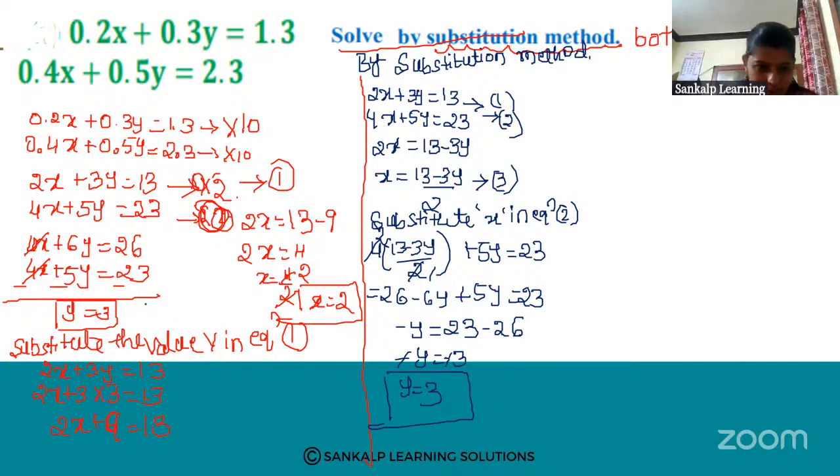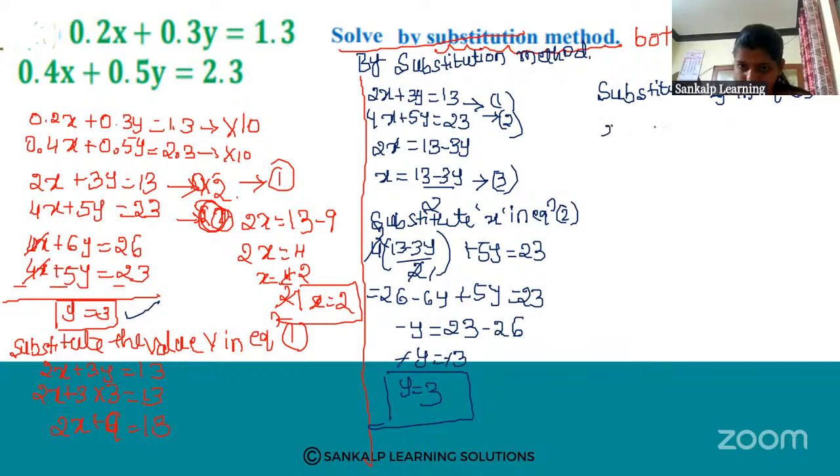Observe carefully. In the elimination method also we got the value of y is 3. In the substitution method also we got the value of y is 3. Now substitute the value of y in equation number 3. If you substitute the value of y in equation 3, directly you will get the x value because it is x is equal to.